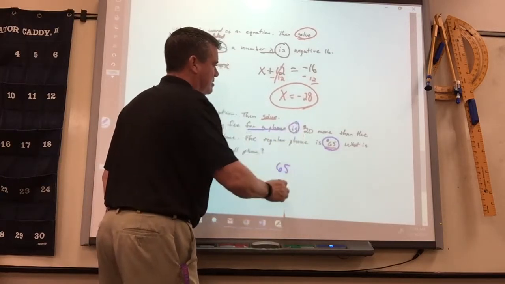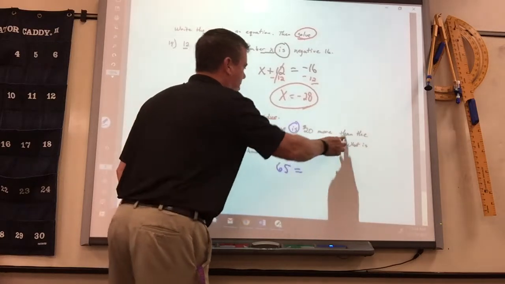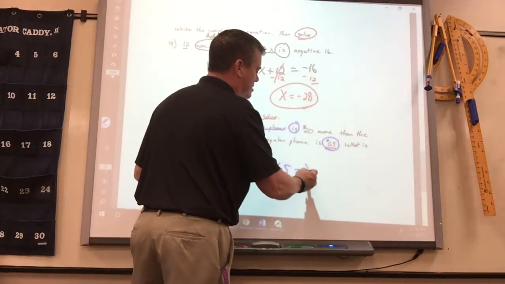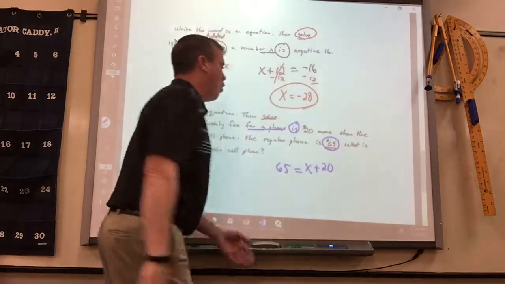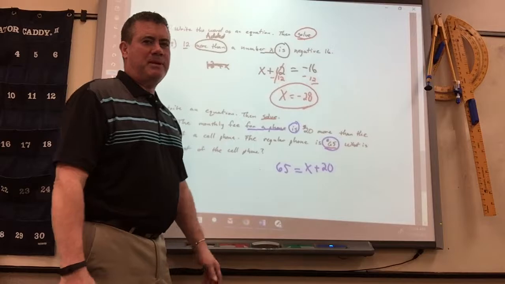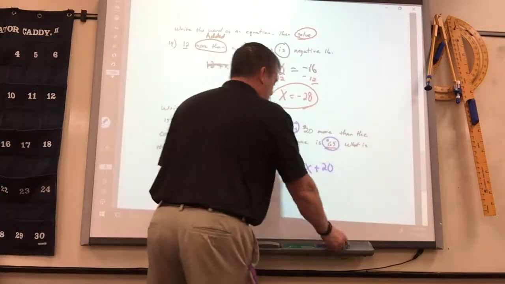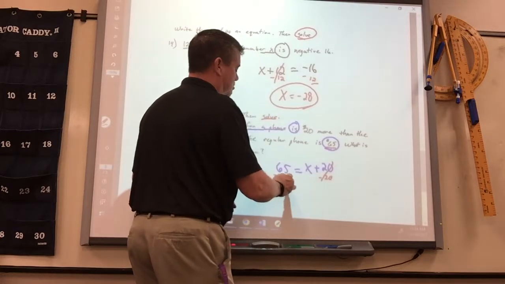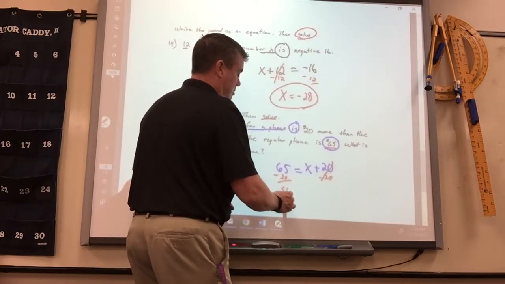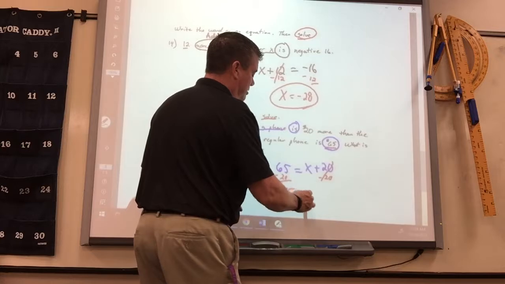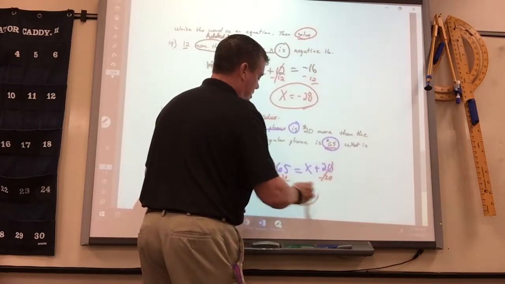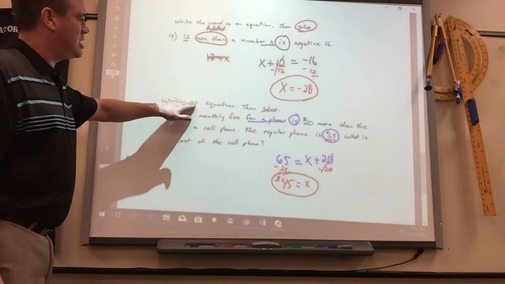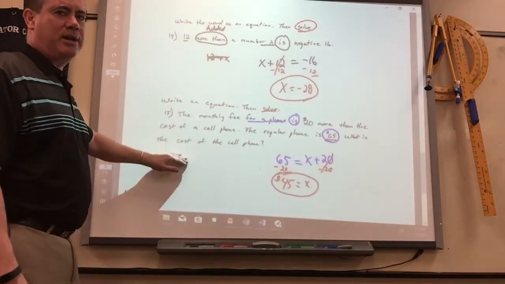It is, that means equals, 20 more than a cell phone. We don't know the cell phone, so we call that x, but we know it's 20 more. Or you could put 20 plus x, it doesn't matter. So all we gotta do to figure this out is just take off the $20 that it's more than. So that means it'd be $45 for a cell phone. Probably figure that out without doing an equation, but it says to write the equation first, so you gotta write it out.